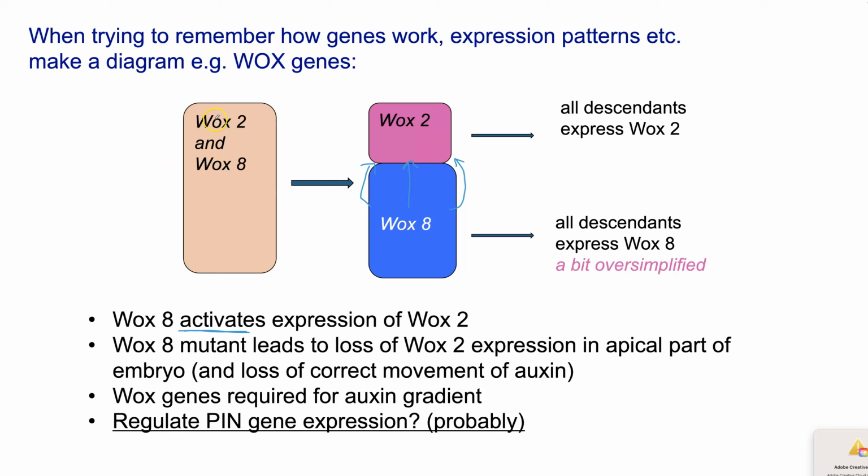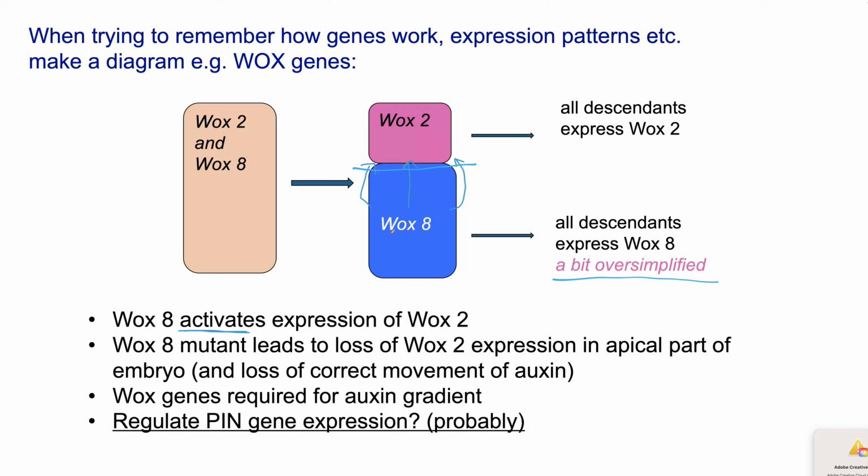And so I like diagrams like this that kind of help me remember just the basics. So as I said, this is oversimplified, and you can see from the experimental work previous it is. But a diagram is really helpful. So this is our zygote. It's got WOX2 and WOX8. But after that first division, the WOX2 is all up top in the apical cell, and the WOX8 is in the basal cell.